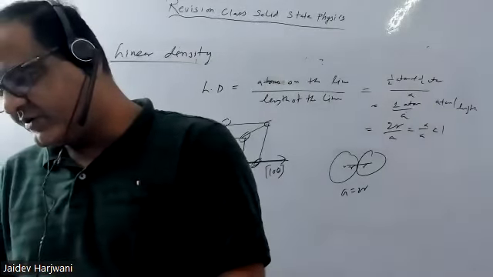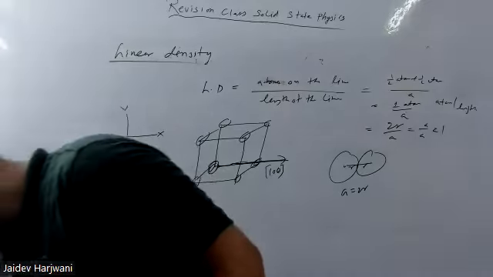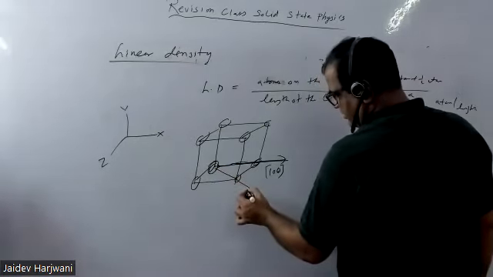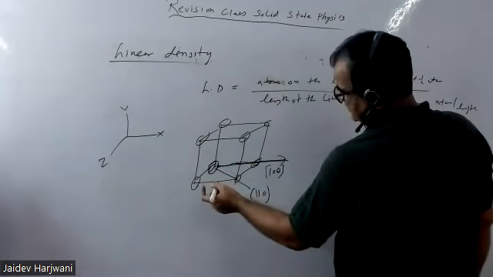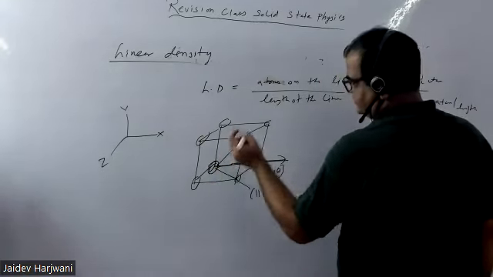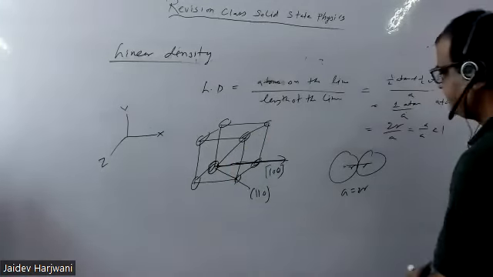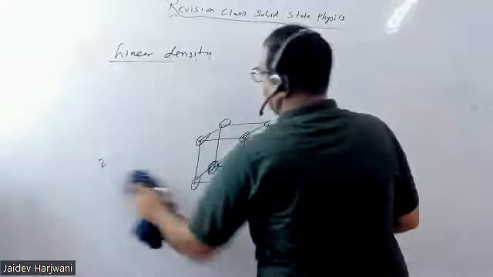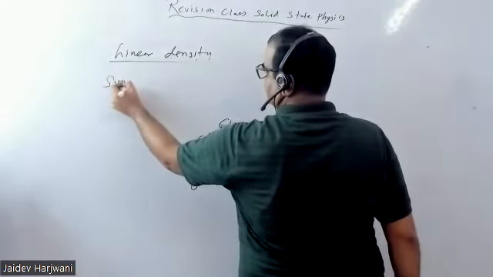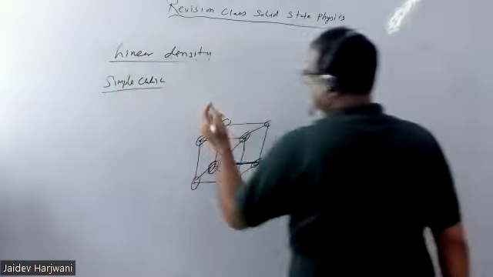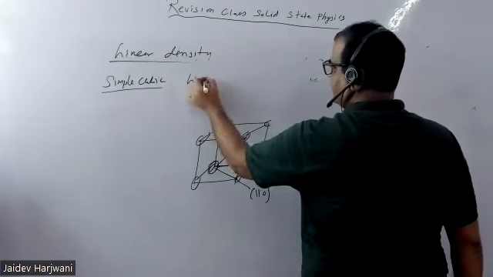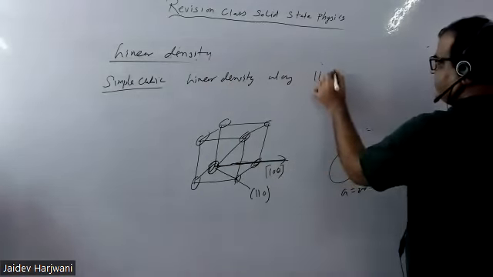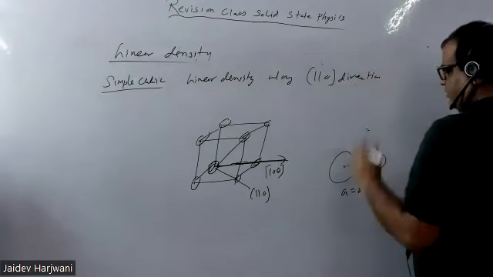Tell me now the packing efficiency of the 110 and 111 directions. Similarly, this was for 100; if I want 110, and if I want this across this line, 111, how do we calculate? In simple cubic, I want to find the linear density along the 110 direction.